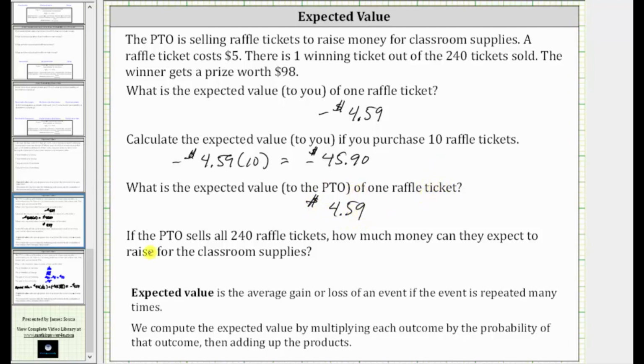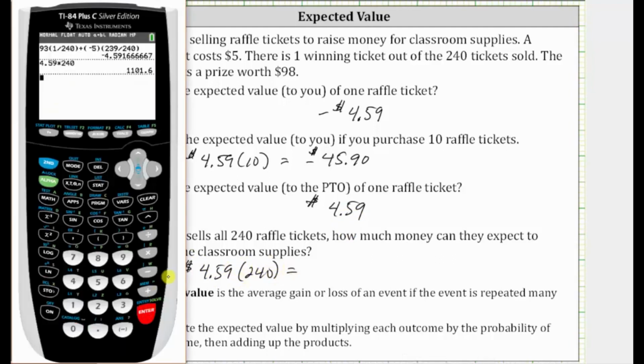And the last question is, if the PTO sells 240 raffle tickets, how much money can they expect to raise for the classroom supplies? Well, that's going to be the expected value of one raffle ticket times 240. So $4.59 times 240, which is $1,101.60.